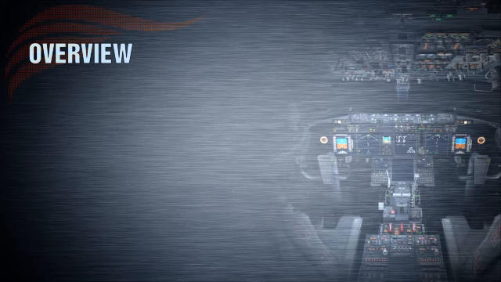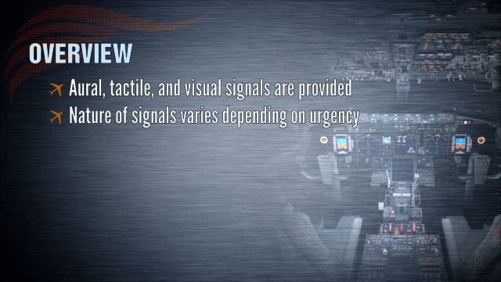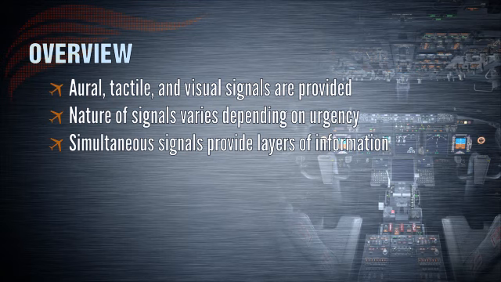The 737 gives oral, tactile, and visual signals to alert the flight crew to conditions that require action or caution while operating the aircraft. The nature of the signals provided varies depending on the degree of urgency and the nature of the hazards involved. Oral, tactile, and visual signals may be given simultaneously to provide both immediate warnings and further information regarding the nature of the condition.